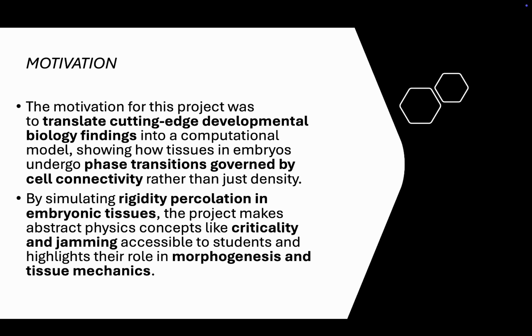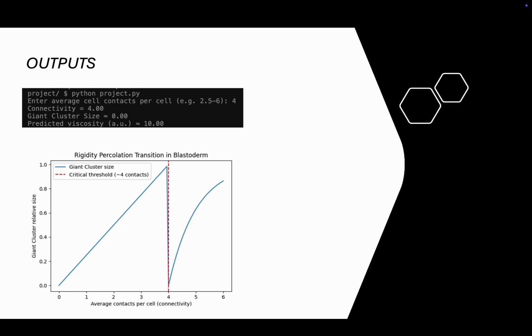contacts. And the motivation for this project was to translate cutting-edge developmental biology findings into a computational model showing how tissues in embryos undergo phase transitions governed by cell connectivity rather than just cell density. By simulating a rigid percolation in embryonic tissue, the project makes abstract physics concepts like criticality and jamming accessible to students and highlights their role in morphogenesis and tissue mechanics.